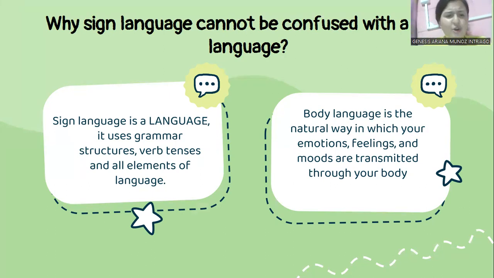Okay, it has its own grammar structures, verb tenses, and basically most of all the elements that make language a system. Okay, but body language does not contain verb tenses or grammar structures or elements of language like we already mentioned.